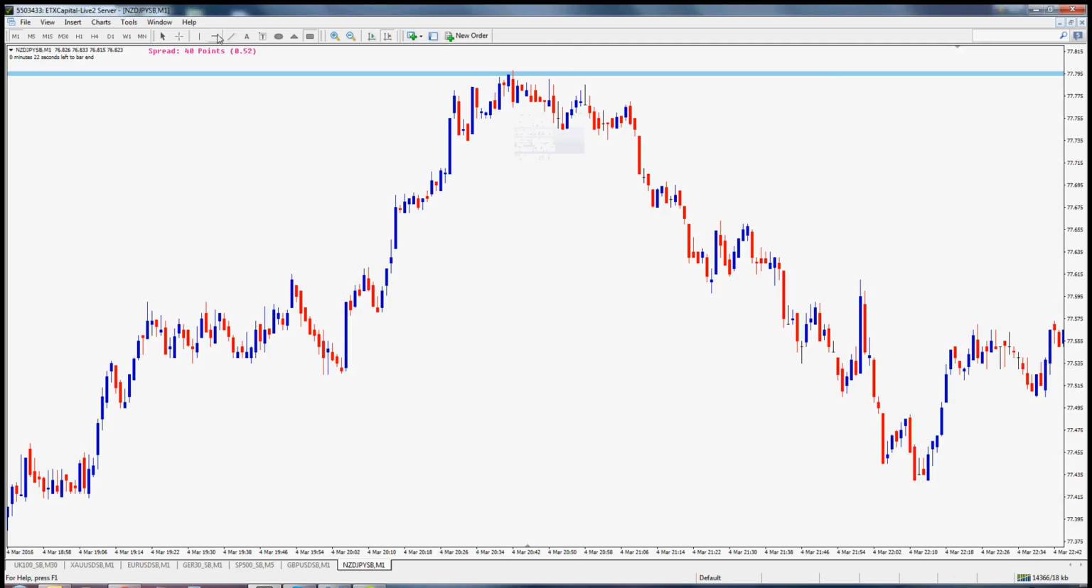Might be worth just checking what's happened here. I don't really consider this to be a flag limit because it was tested here, but it kind of broke through, so maybe something will happen in here when price comes back. Yeah, there you go.